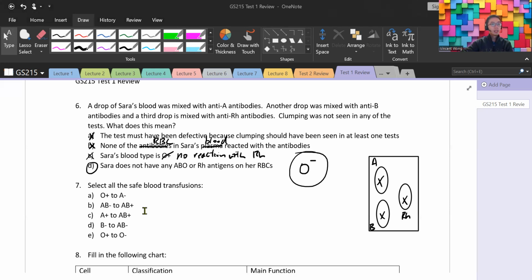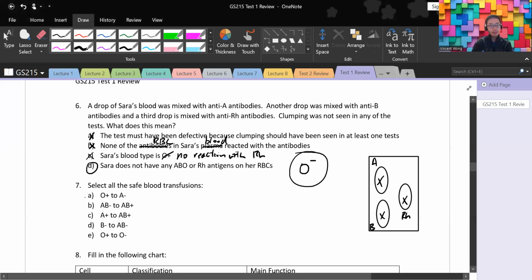Okay. So, positive cannot be given to negative. That's not safe. AB negative to AB positive. That's safe, right? AB, same blood group. Negative can be given to positive. A positive to AB positive, that is okay as well, right? Look at the transfusion chart. B negative to AB negative, that is okay. O positive to O negative, not okay. Positive cannot be given to negative. So the safe ones are B, C, and D.